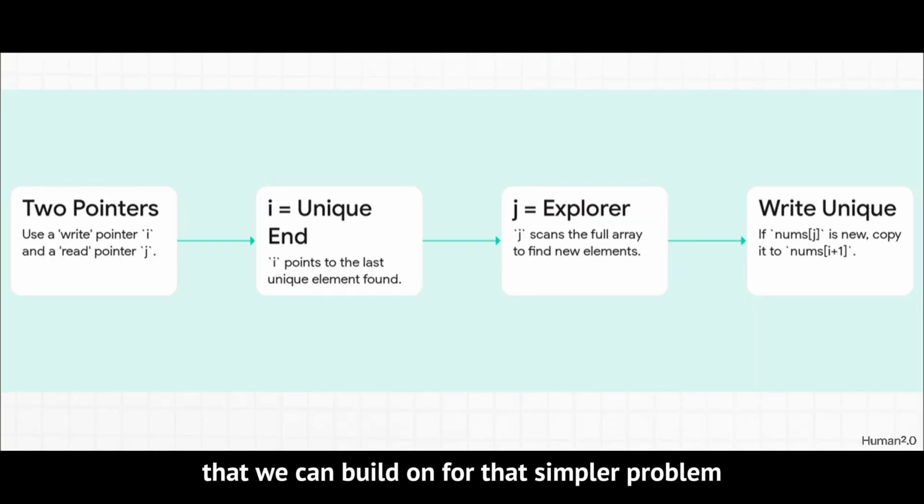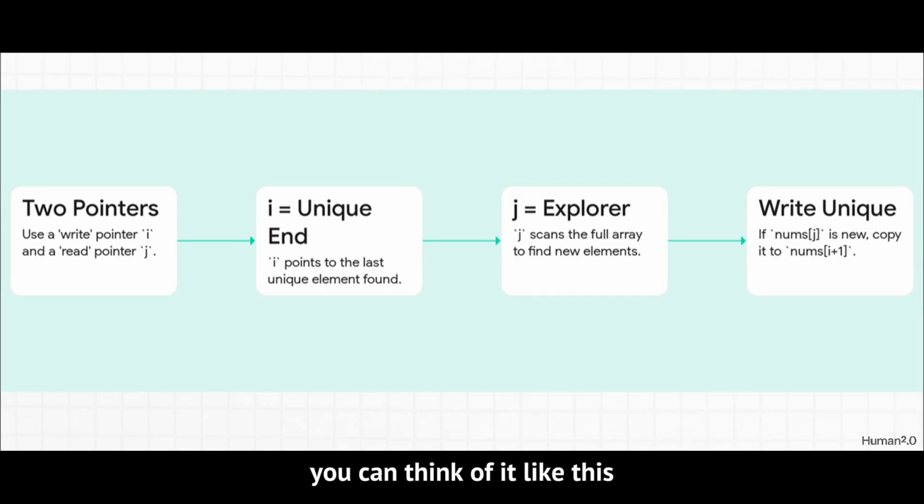For that simpler problem, the classic solution uses two pointers. You can think of it like this. You have a read pointer, j, that's the explorer. It just scans through every single element. Then you have a write pointer, i, who's the gatekeeper. It only moves forward to let in a new, unique number that j has discovered. This works like a charm when you can only keep one of each number.